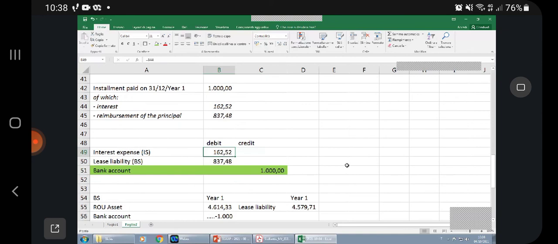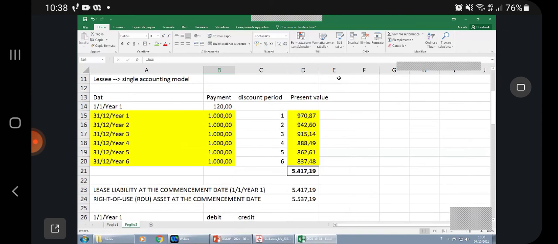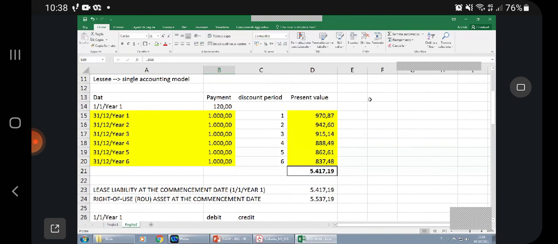So now I complete here the balance sheet, income statement, cash flow statement, in particular balance sheet and income statement at the end of year 1, 2, 3, 4, 5, 6. So we have the balance sheet, the right of use asset. In the balance sheet we have the lease liability.